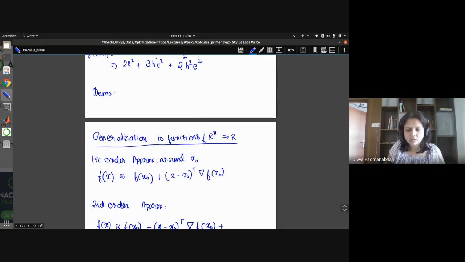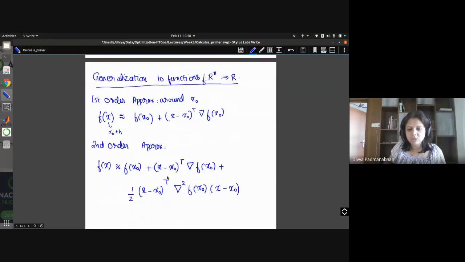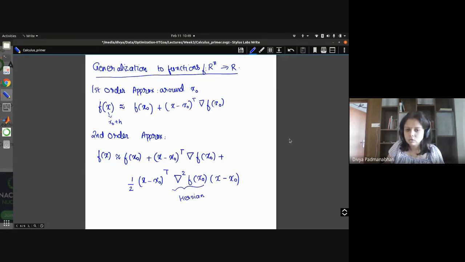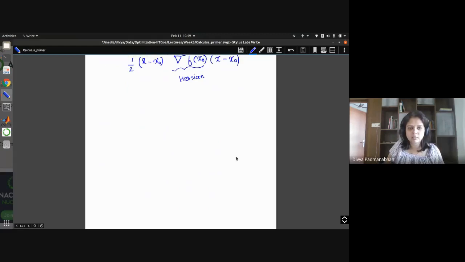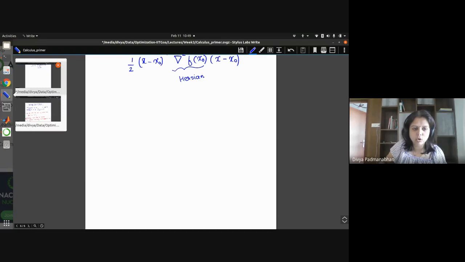Okay, and it's just going to have this (x minus x naught) transpose del f. So f of x. Earlier, this was actually the x naught plus h that we had. So it's just the same thing, just generalized to more dimensions. Similarly, the second order approximation is going to give you something of this form, and here you are going to use the Hessian, the Hessian information at x naught. So this completes the calculus primer that I wanted to share with you all.